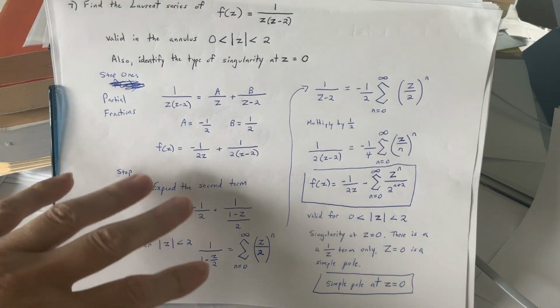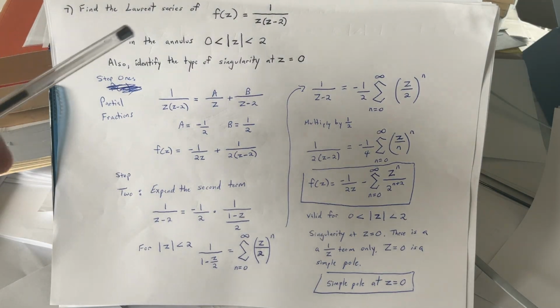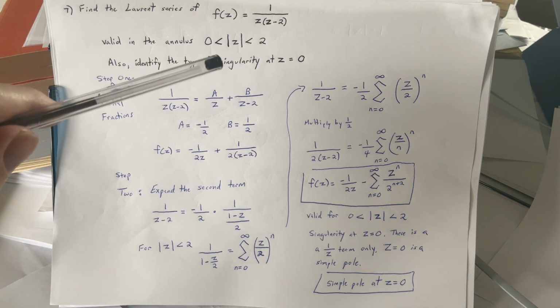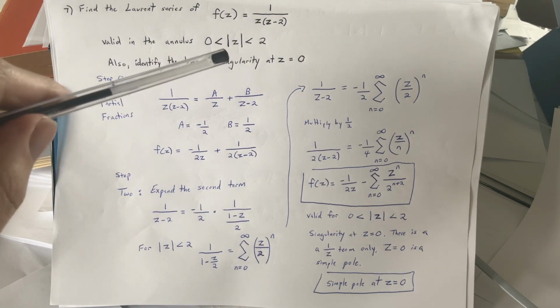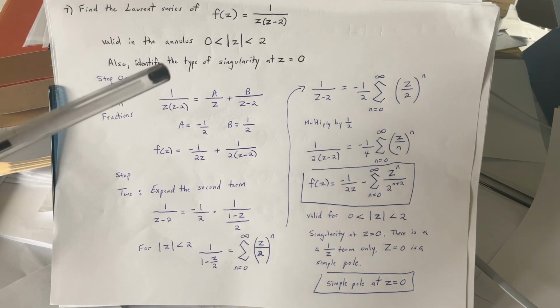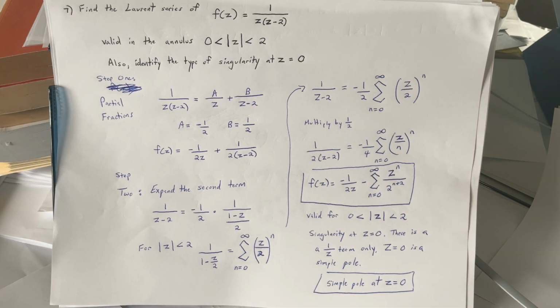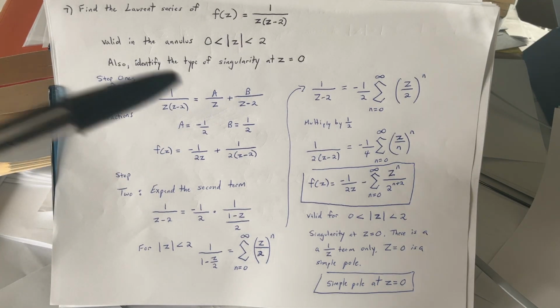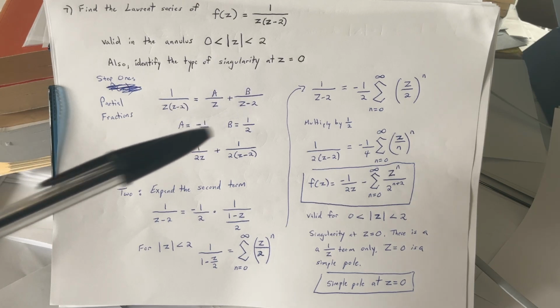Number 7 here, find the Laurent series of f of z equals 1 over z times the quantity z minus 2, valid in the annulus 0 less than absolute value of z less than 2, and also identify the type of singularity at z equals 0. What we want to do first, think Calc 2, split this up into partial fractions. 1 over z, z minus 2 is equal to A over z plus B over z minus 2.